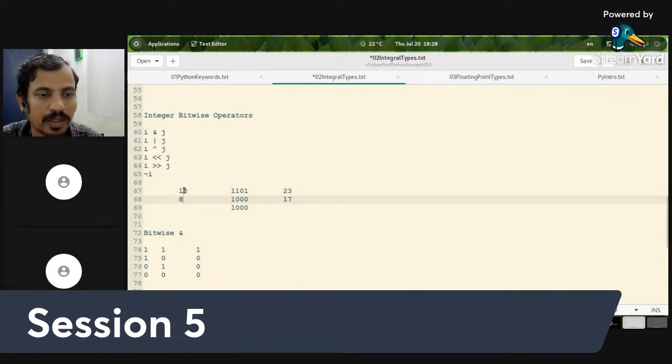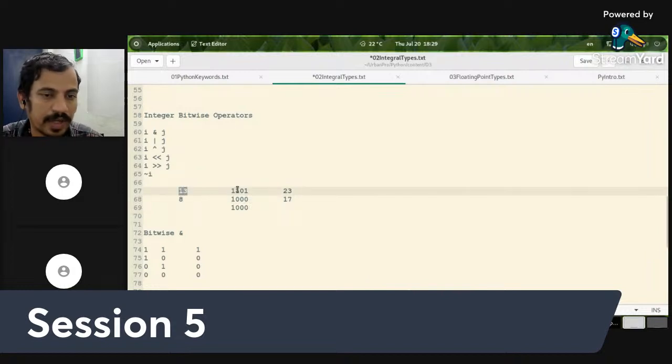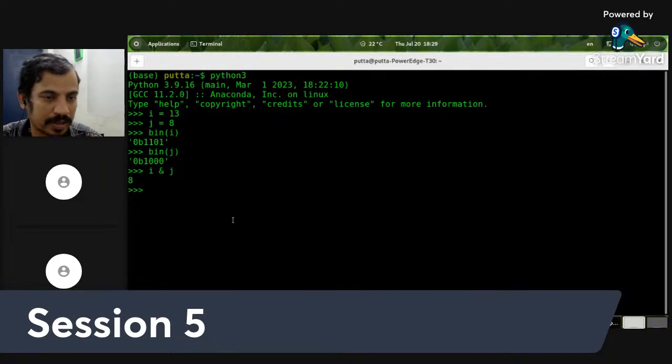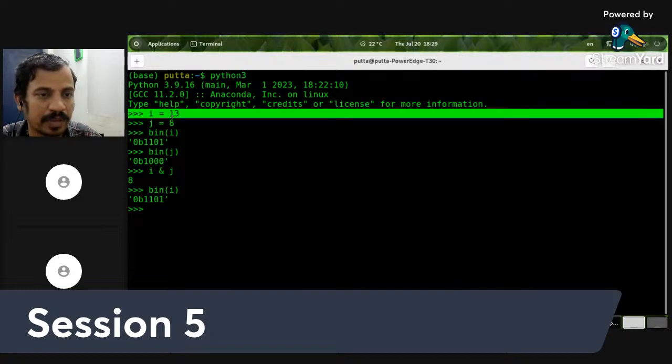Okay. So 13, you have to write it in the binary representation. We have a way to find out the binary representation. Like bin of I, where I contains 13, gives me this value 1101. The prefix 0b says that it is a binary value. So the equivalent of 13 is 1101. This is how you get the binary equivalent of any particular number.